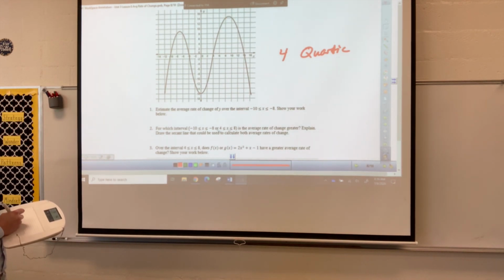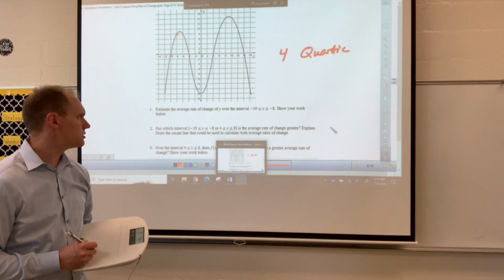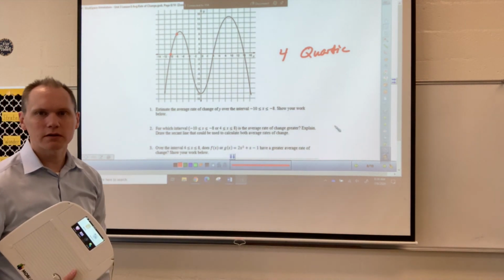Okay, so let's see. Number 1, estimate the average rate of change of y over the interval from -10 to -8. So from -10 to -8. Estimate the average rate of change. So take a second to try that.